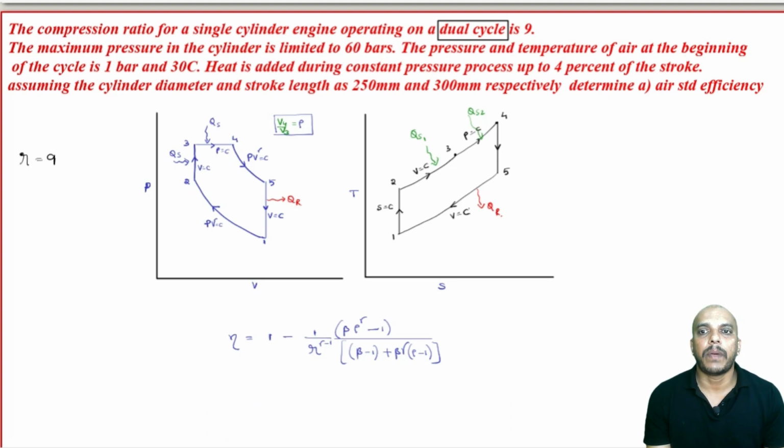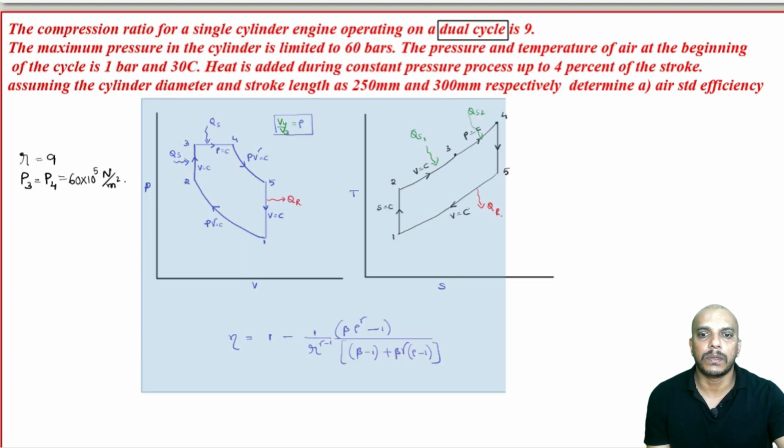The maximum pressure in the cylinder is limited to 60 bar. Where do you think maximum pressure will occur? Maximum pressure in the cycle can be read from the PV diagram. In the PV diagram we can see that P3 is equal to P4, that is the maximum pressure, and that is 60 bar. So, 60 into 10 power 5 Newton per meter square.